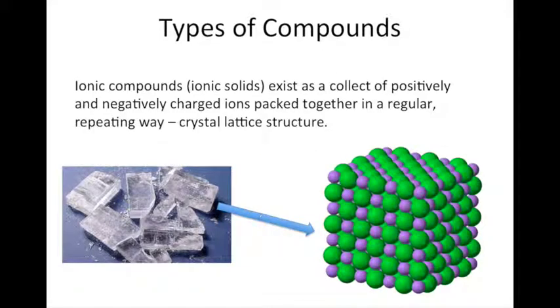A few things about ionic compounds. Ionic compounds, also called ionic solids, don't exist as just one sodium and one chlorine bonded together. They exist as a large collection of the positive and negatively charged ions packed together in a regular repeating structure called a crystal lattice. So if you look at salt, here are some salt crystals over here. If we look at this salt at the atomic level, you would see a repeating array of sodium and chloride ions packed together in a large crystal lattice structure.